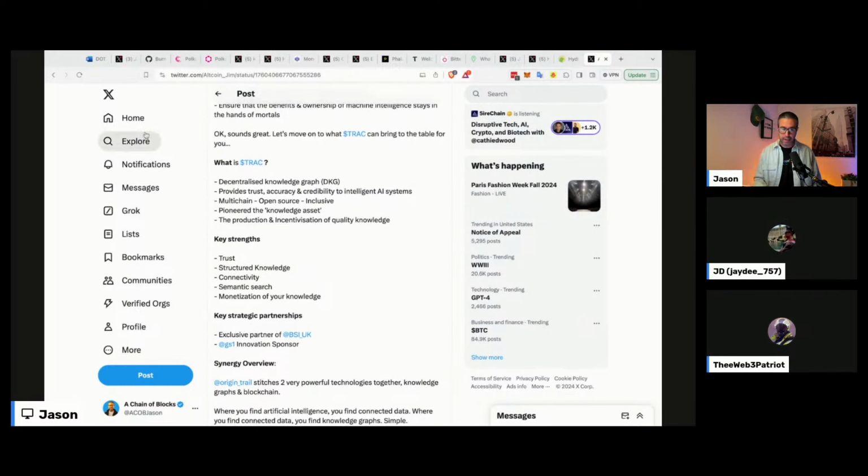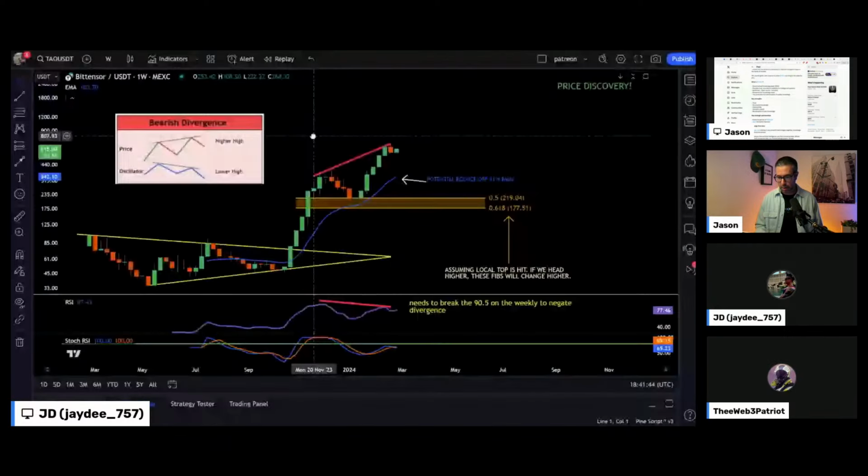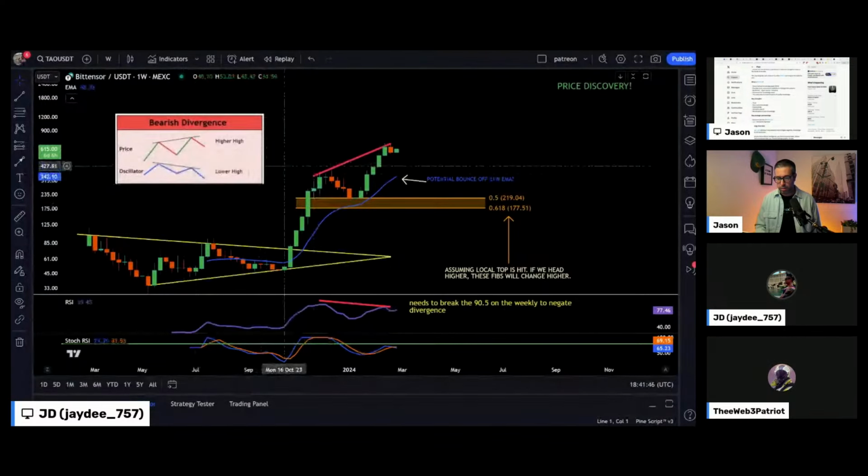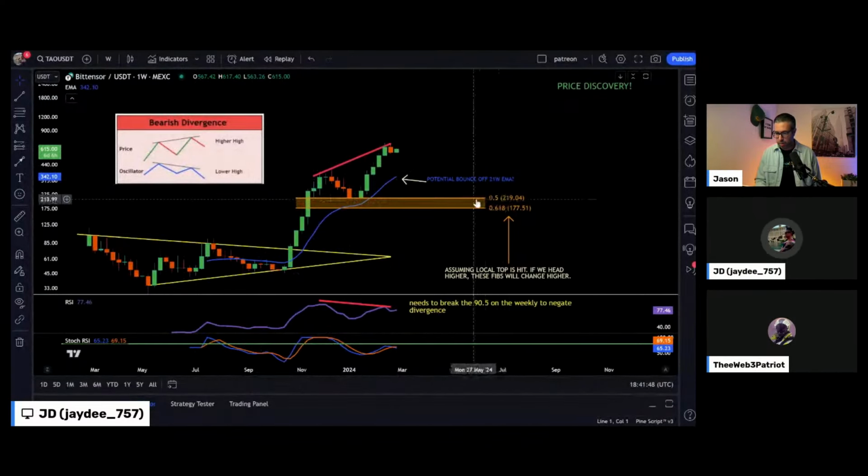But also, in addition to how interesting and unique this project is, the token has been going pretty crazy. I don't know, JD, if you want to show us quickly about the Tau token. Yep. Okay, hold on. Let me share this. Okay. So here's the Tau token here. I was posting this one on the Patreon and my Discord.